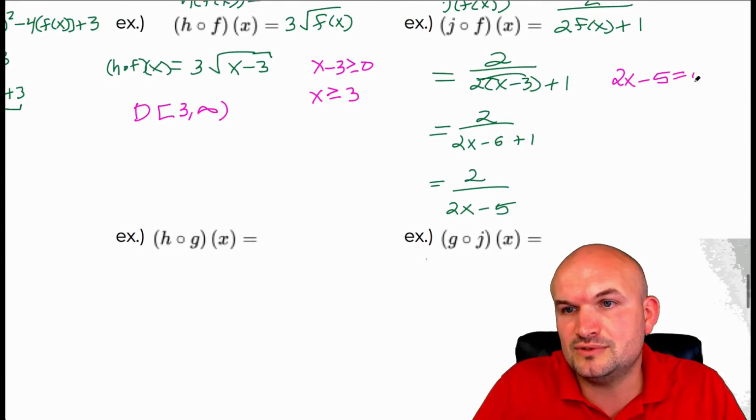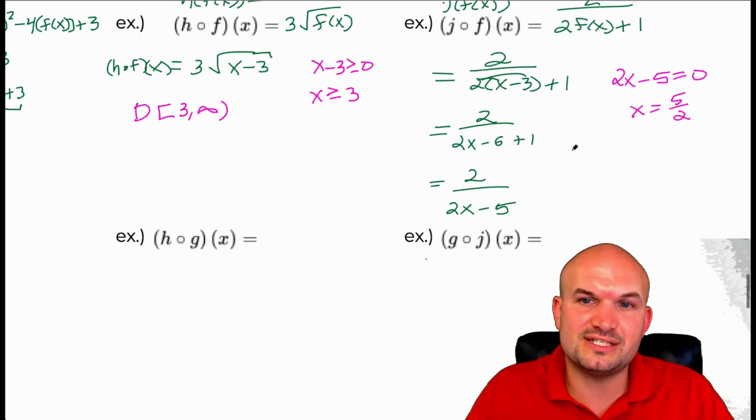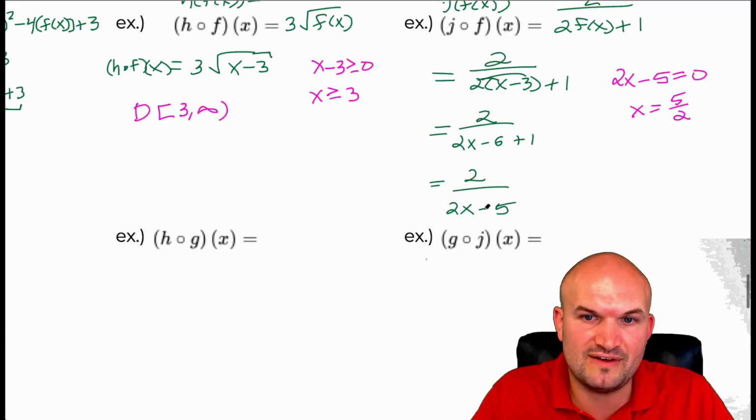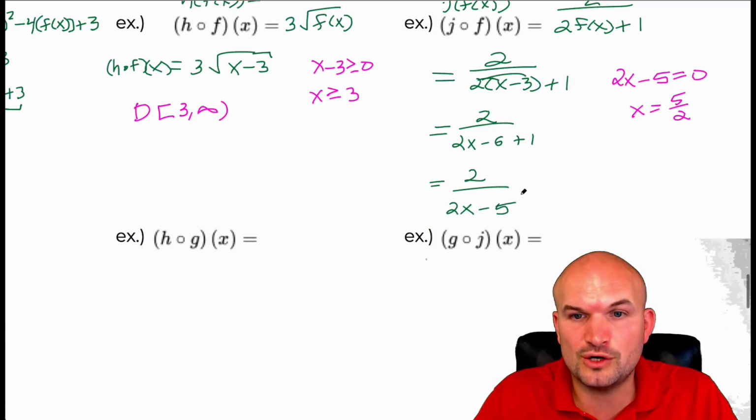and set it equal to 0. When I add the 5, divide by 2, I get x equals 5 halves. So what I notice is when x is equal to 5 halves, when I plug in 5 halves here, the 2's divide out, 5 minus 5 is 0, I get 0 in my denominator.